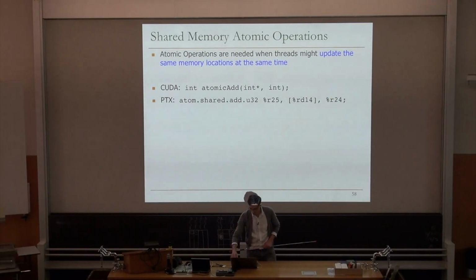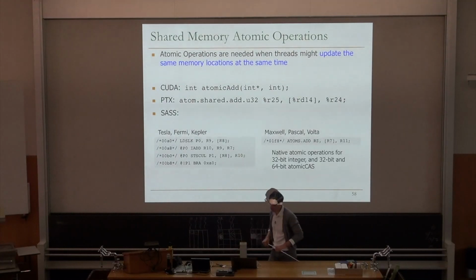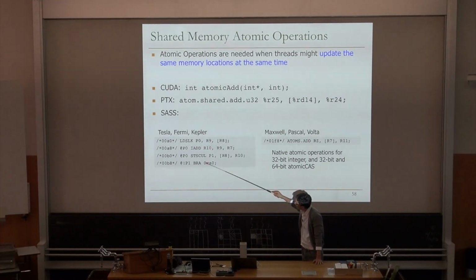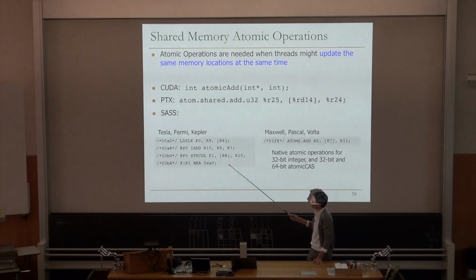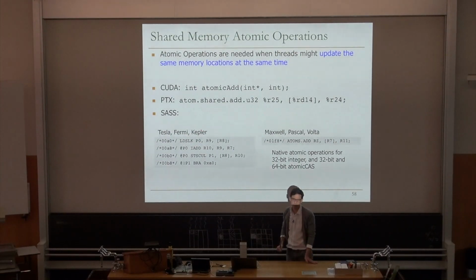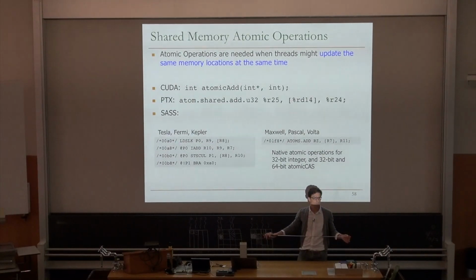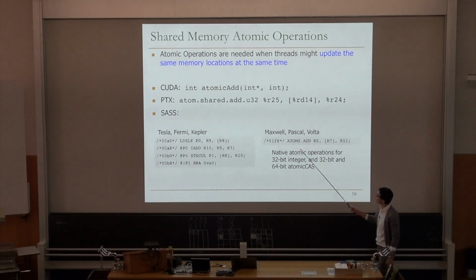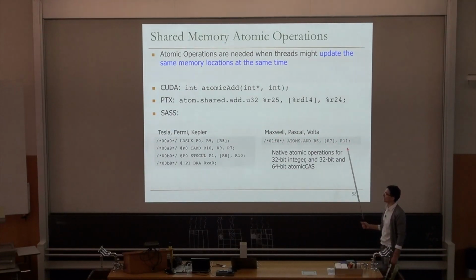And then we have the real machine code, the real assembly code called SASS, and it looks different depending on the generation. This is the ISA, right? The sequence of operations that we need to use, if we use an old GPU, the most recent one being the Kepler architecture launched in 2012, is this. And since the Maxwell architecture in 2014, we have just one single instruction, because we have native atomic operations, at least for some of the atomic operations.